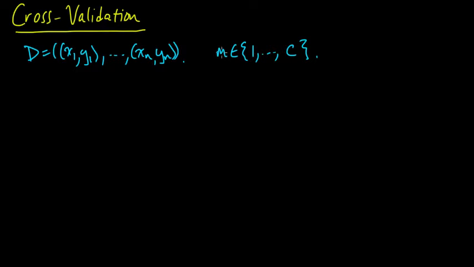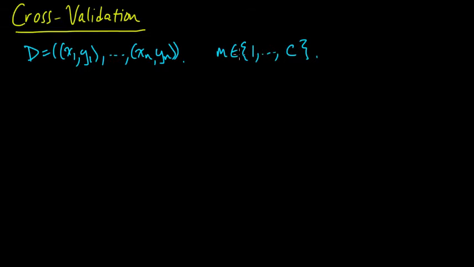So for example, if you were doing regression with basis functions, linear regression, m could be the number of basis functions that you're going to use for your model, or it could be, like in a k nearest neighbor classifier, k for how many neighbors you're going to look at.